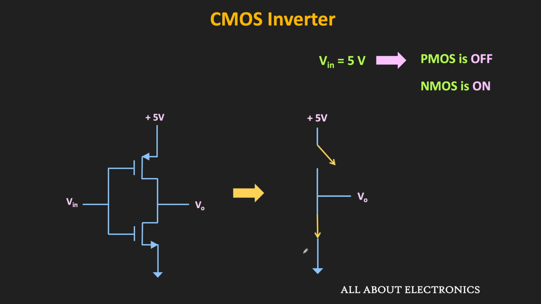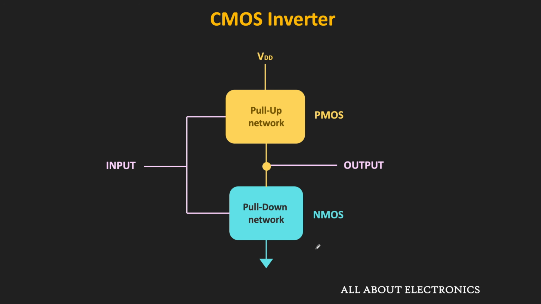Because of that, the static power consumption of the CMOS logic gate is almost negligible. But the CMOS logic gates do have a dynamic power dissipation, but we will talk about it at a later part of the video. In short, CMOS based logic gates have very low power consumption and they also provide high noise margin. In general, any CMOS based logic gate consists of a pull-up network and a pull-down network. The pull-up network consists of PMOS transistors, while the pull-down network consists of NMOS transistors, and the inputs to both networks are the same.